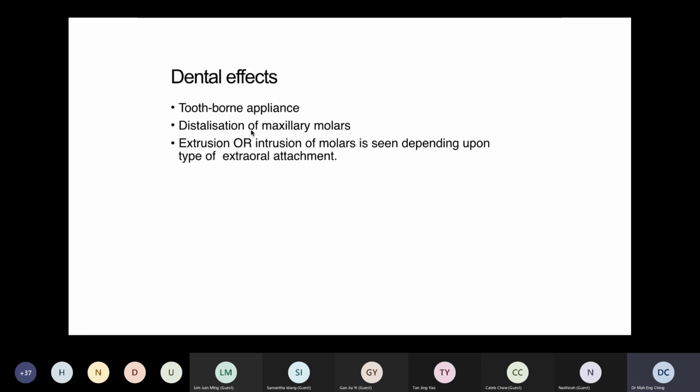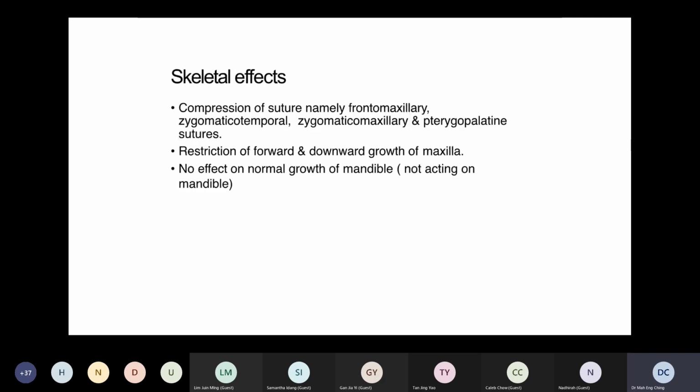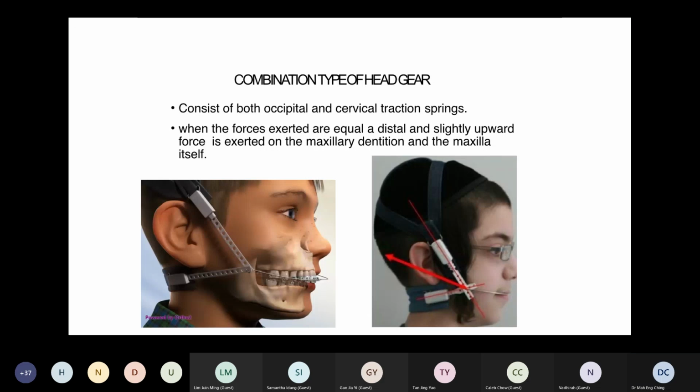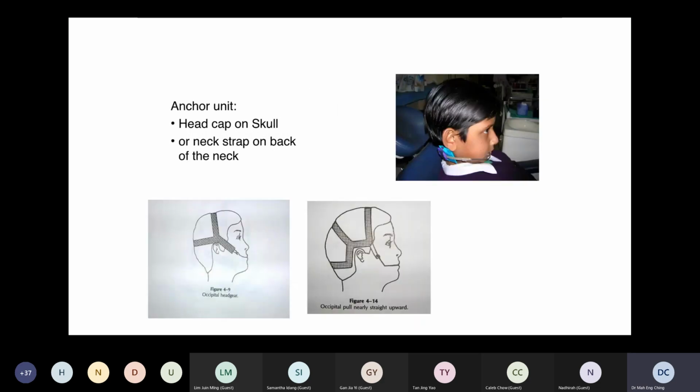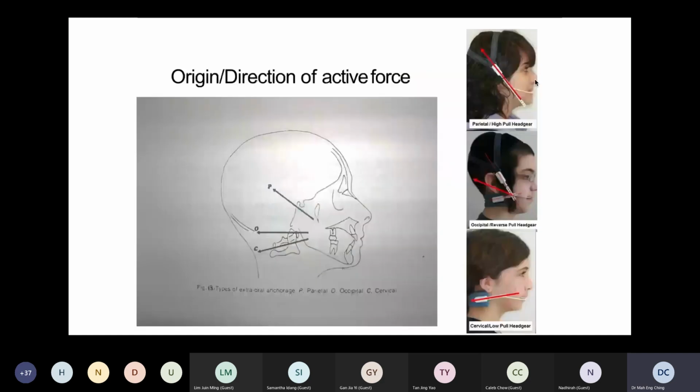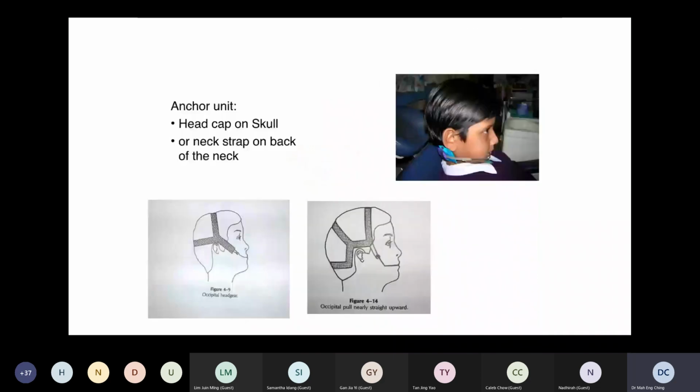Then extrusion or intrusion of the molar is seen depending upon the type of extraoral attachment. So for example, let's say I have a high pull headgear, then you create an intrusion force and a distalization force. If you attach to the occipital pull, then mainly this is the distalization of the molar. If you go for the cervical pull, then mainly you create extrusion of the molars. So it depends on the direction of pulling. You create a different force, then you create different movement of the dentoalveolar part.